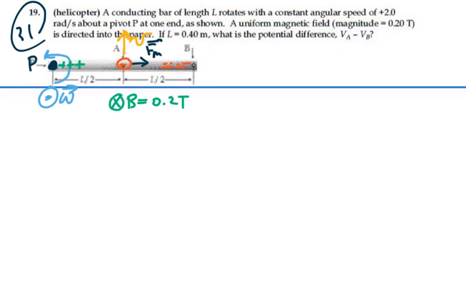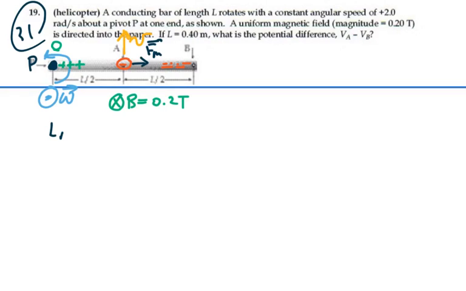So point A is at a lesser voltage than point P, and B is at a lesser voltage than point A. If we consider point P as our reference potential of 0, A is going to be negative, and so is B, and A is going to be more positive than point B. We'll keep that in mind. As we calculate this, we're going to find the potential at A and the potential at B separately with respect to our reference at point P.